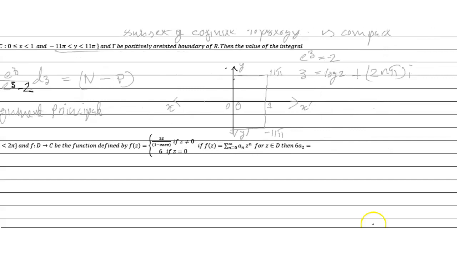And this portion, this is the pole, log 2 plus 2 n pi i, and now log 2 is equal to 0.64 something.